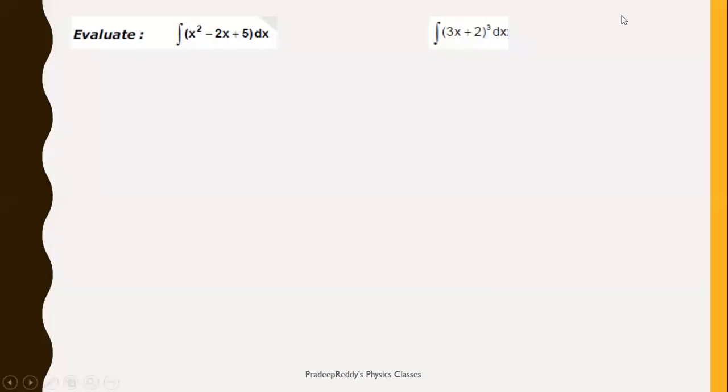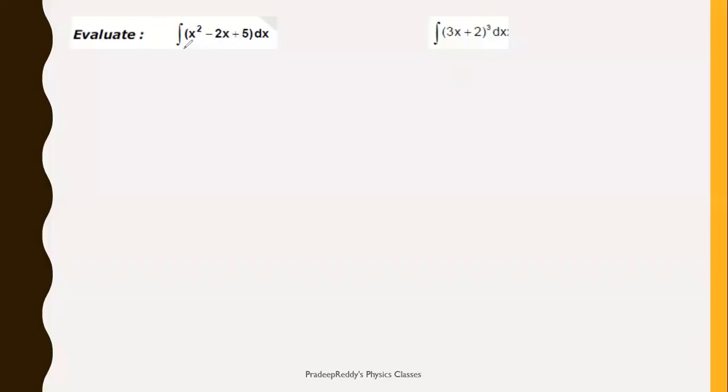Students, in the past lecture, we have learned about differentiation. And in today's session, we will be learning about integration and a few applications of differentiation and integration in kinematics. As a part of that, in the first problem, we have a function which you need to integrate.